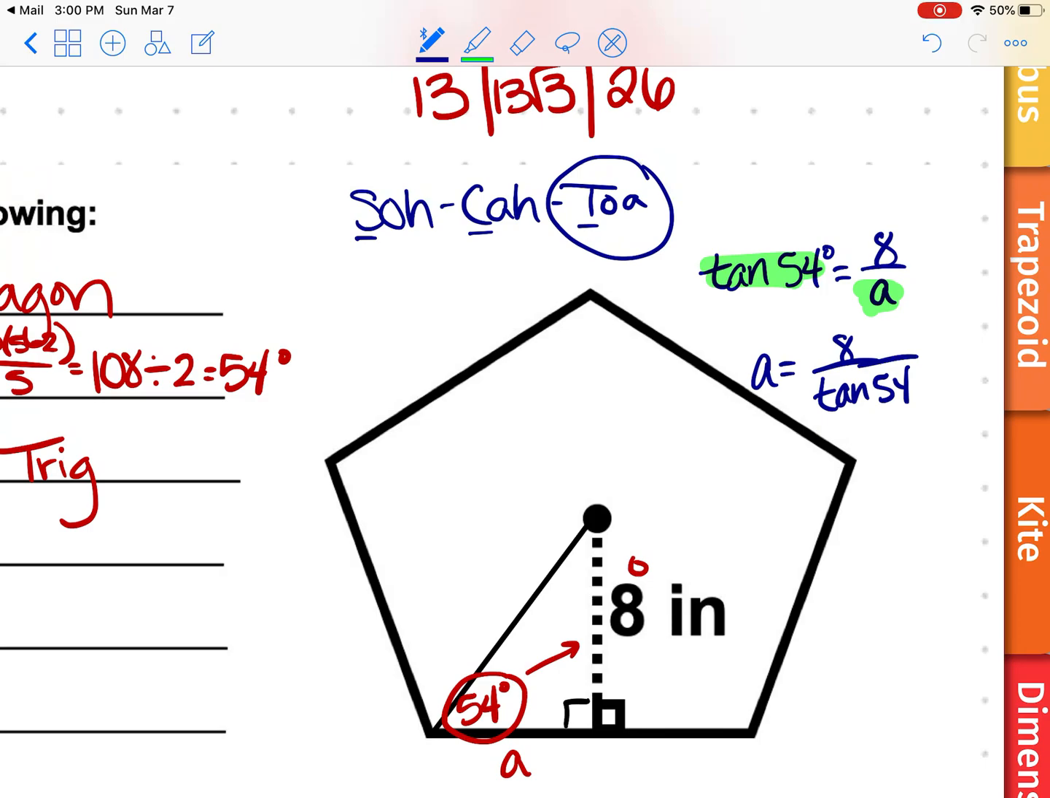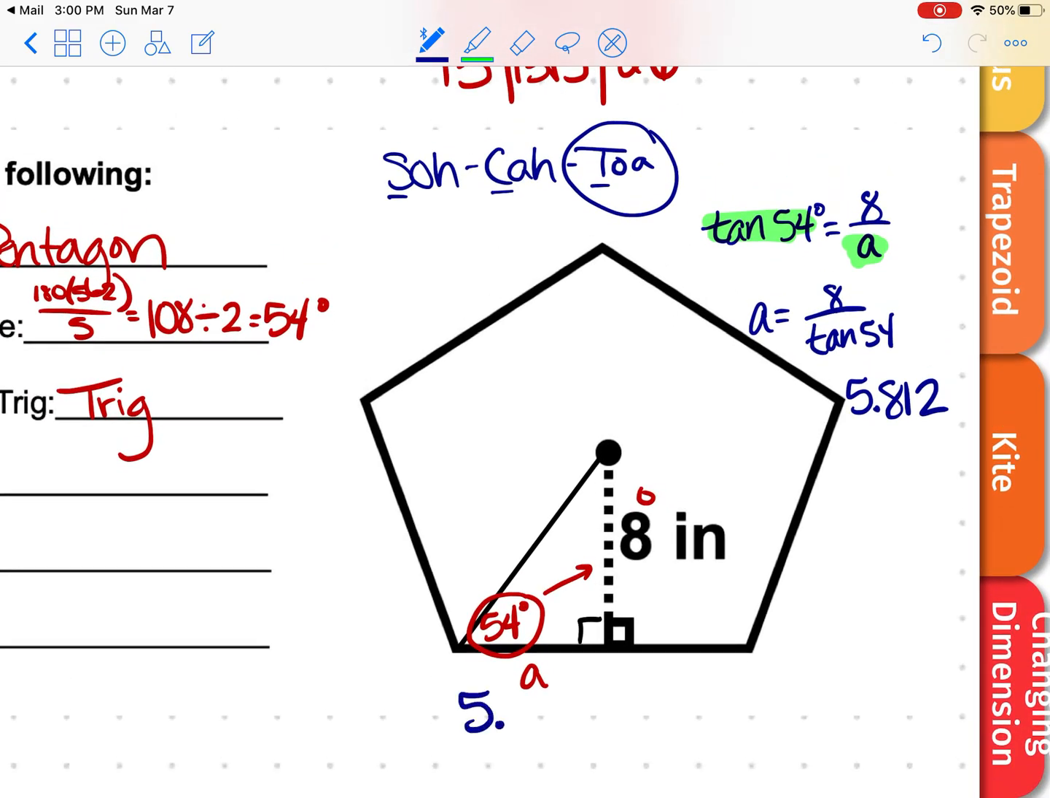And when you plug that in, you get 58. No, you get 11. Sorry. Just kidding. Can't read my numbers. 5.812 is what you get for a side length. So that goes here. But again, that's only half. So we have to double it, which means if we times it by 2, we're going to get 11.624.